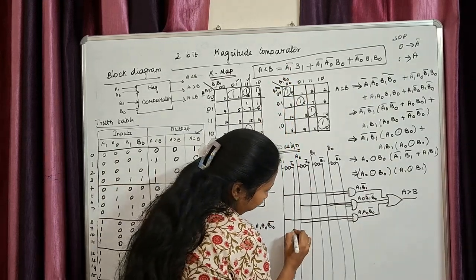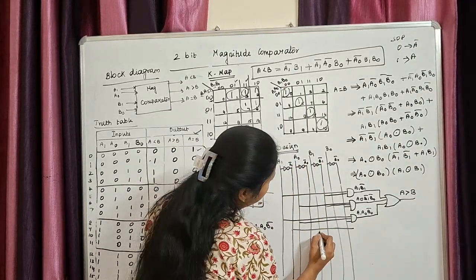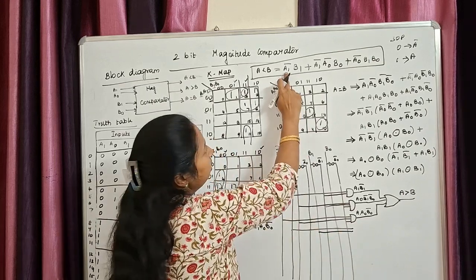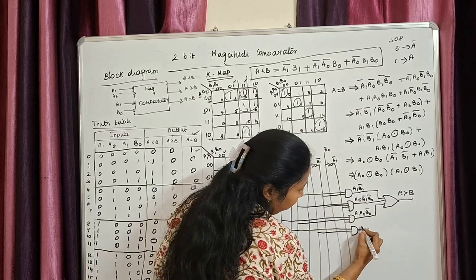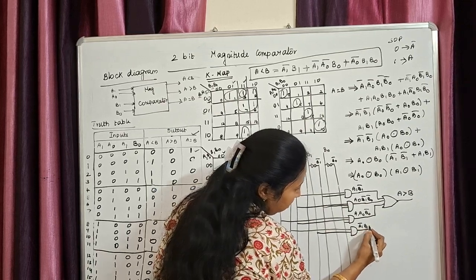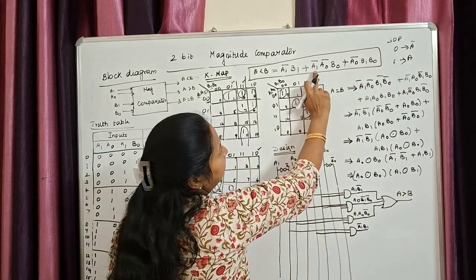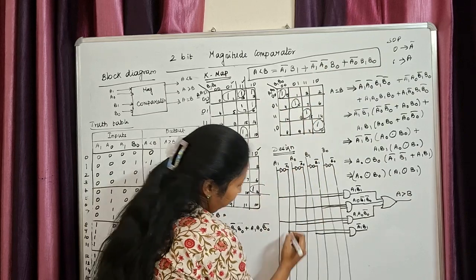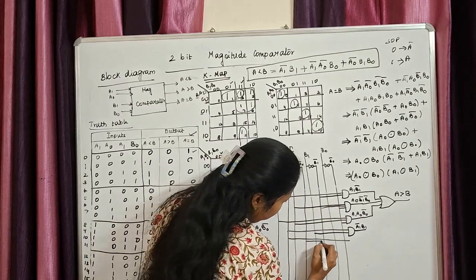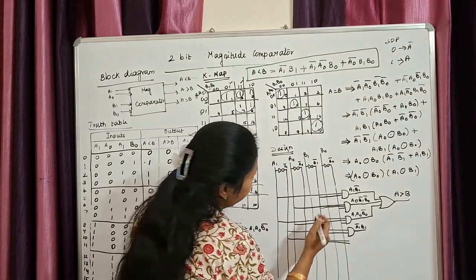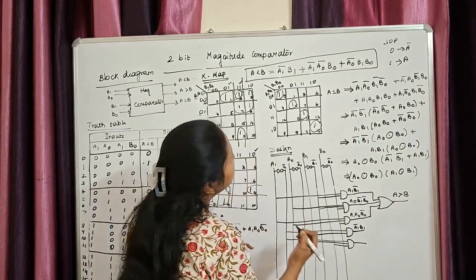Where is A1? A1 bar and B1. Take the lead from B1. B1 is here. These two terms, what they have done? They have done a product. So I'll be feeding it inside my AND gate. What is the output of it? It is A1 bar B1. Clear? Now take the second minterm. What is this? It is A1 bar A0 bar B1, A1 bar A0 bar and B0. Where is B0? B0 is here. All the three terms I'll be taking it here. What is the output?